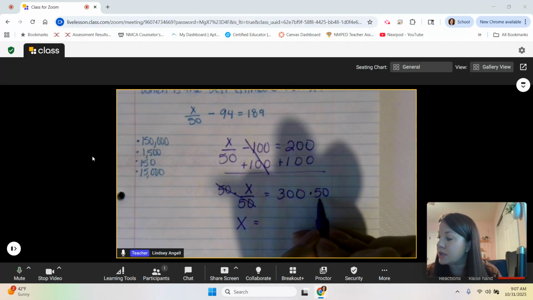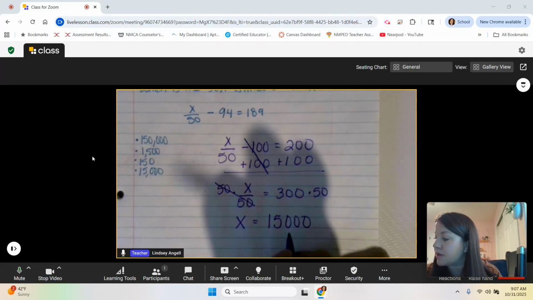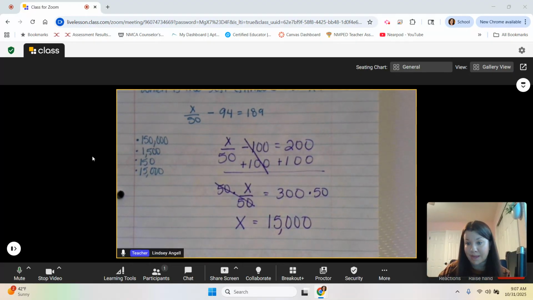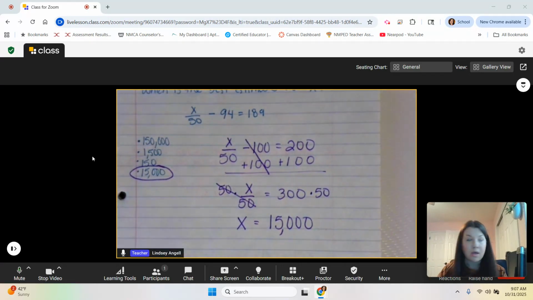And then 300 times 50. Well, 3 times 5 is 15, and then I can just tack all 3 of those zeros on the end. Fun little math trick. So 15,000 is the most reasonable estimate. That's this one right here. For me, on mine, it was answer D. It might be different for yours, so make sure you pay attention to that as well.